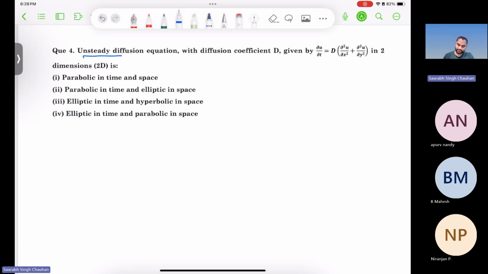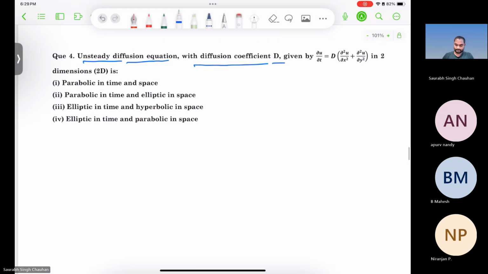It says unsteady diffusion equation with diffusion coefficient d given by dou u by dou t is equal to d times Laplacian of u. And we have 4 options: parabolic in time and space, parabolic in time and elliptic in space, elliptic in time and parabolic in space, elliptic in time and space. So in space you can easily tell, right?